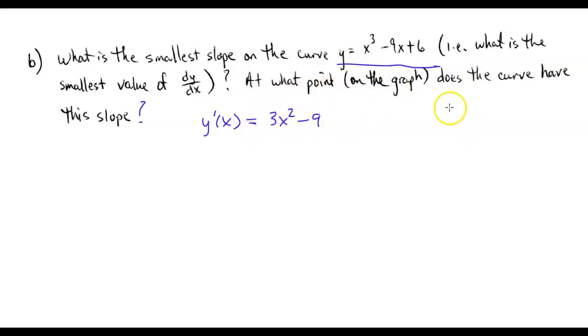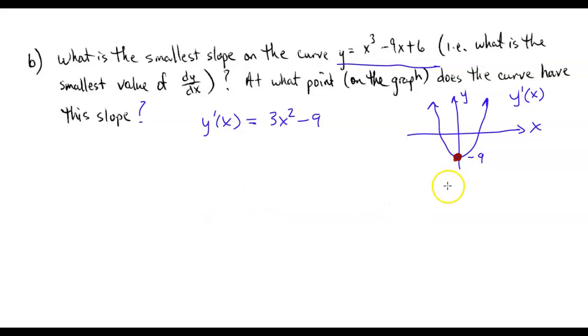If we were to draw this particular function here, it would look something like this. Okay. So this would be the derivative of our function x cubed minus 9x plus 6. Well, we see on the graph of this particular function here that the smallest or the lowest point on the graph here is right here. And of course, that occurs at x equals 0.